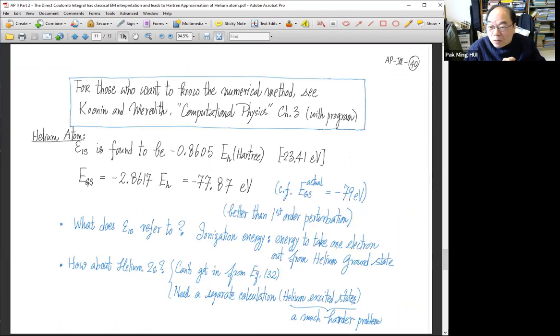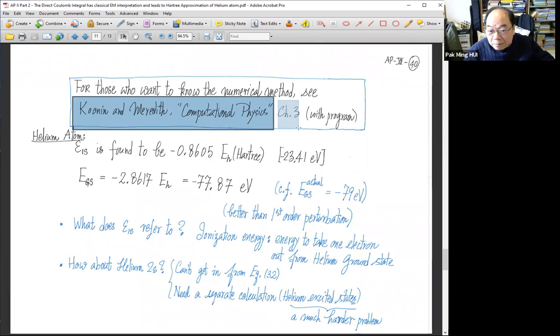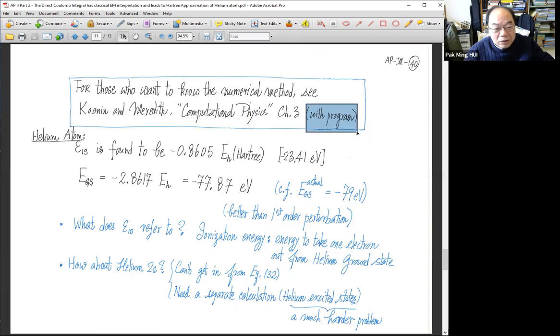For those who want to write your own program, don't worry. Look up this book by Koonin, a Caltech professor, Computational Physics. There is a chapter particularly on this self-consistent helium atom ground state problem. And in an appendix, there is a program given to you. So if you want to write your own program, but you don't like to write your own program, this is the place to look.